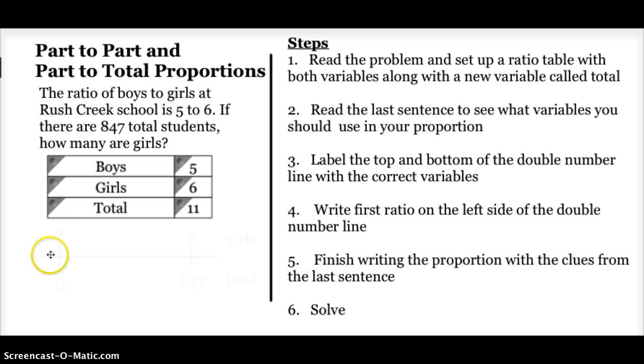So what I'm going to do is make a double number line. And I'm going to label the two variables I'm going to need from my last sentence. And those variables are total students and girls. So I'm going to label them girls and total like that.